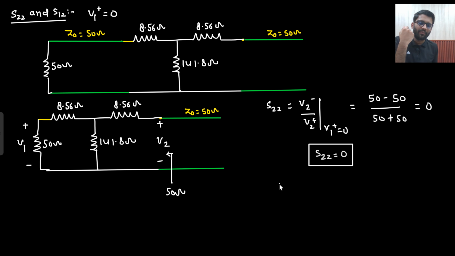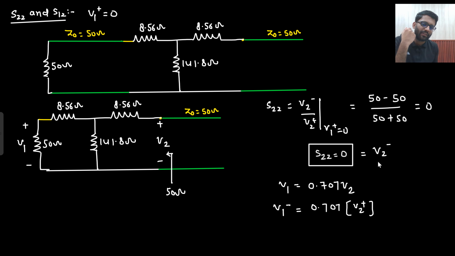And what is the relation between V1 and V2? So V1 will be equal to 0.707 into V2. And what is V1? V1 is simply V1 minus only. And what about V2? V2 is also equal to only V2 plus. Why is that so? Because here I can see that S22 is V2 minus divided by V2 plus. So V2 minus will be equal to 0 only. So this is the scene. So what you are getting, S12 is coming out to be 0.707.